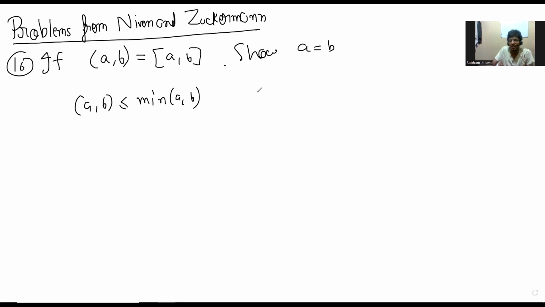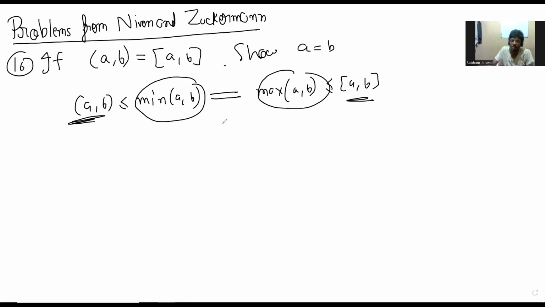But then we know that for the LCM, it is like this, right? Because these two are given to be equal, these two become equal. But if the minimum of two numbers is the same as the maximum of the two numbers, then it means that the numbers are the same. There is no other choice. Easy question.